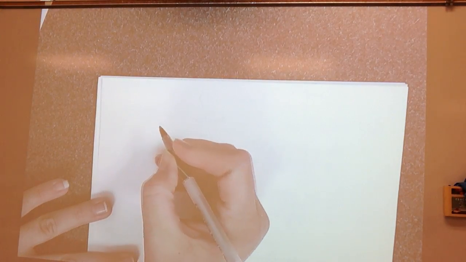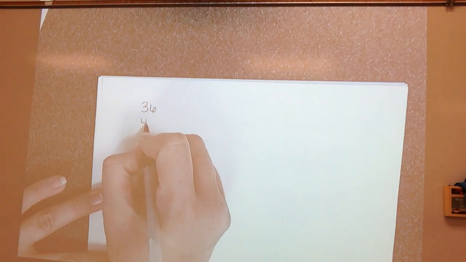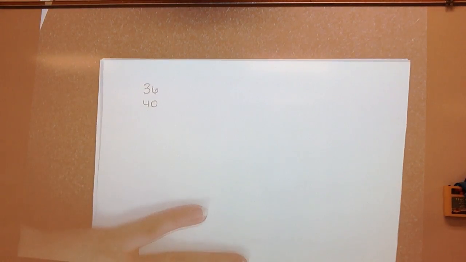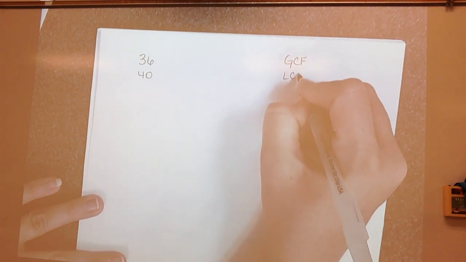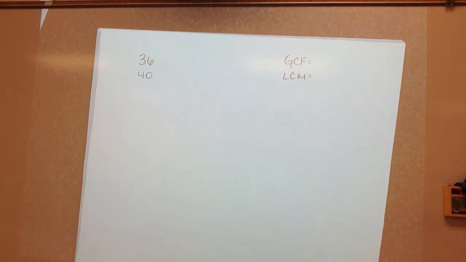Alright, so let's say that they give us the numbers 36 and 40, and they tell us to find the greatest common factor and the least common multiple. We can consider the prime factorization of our numbers. Sometimes you will be given this. Other times, if you want to find it, you can. It's your choice on what method.